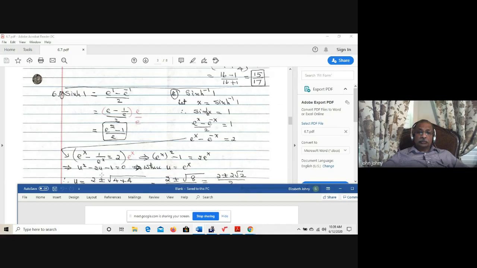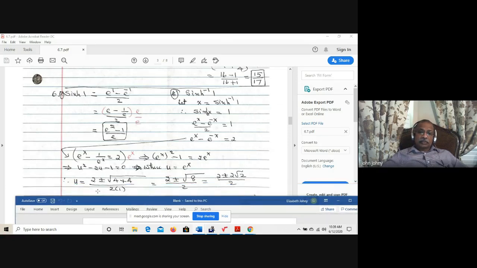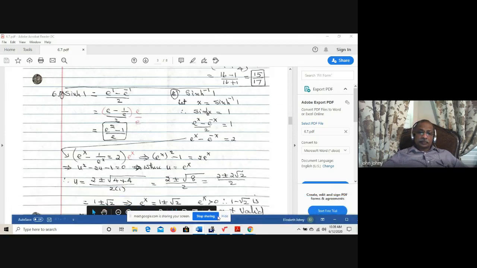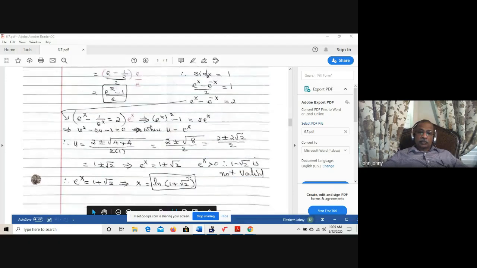That is equal to u square minus 2u minus 1 is equal to 0. That is because we assume that u is equal to e to the x. So if u is e to the x, this equation becomes u square minus 1 is equal to 2u. Move the 2u to the left and use the quadratic formula here. You get u is equal to 2 plus or minus square root of negative 2 the whole square minus 4 times 1 times negative 1. Square root of 8 is 2 square root of 2 and 2 cancels. The answer is 1 plus or minus square root of 2.